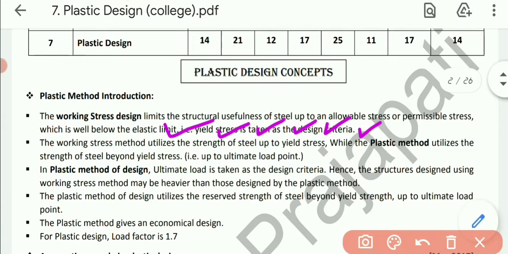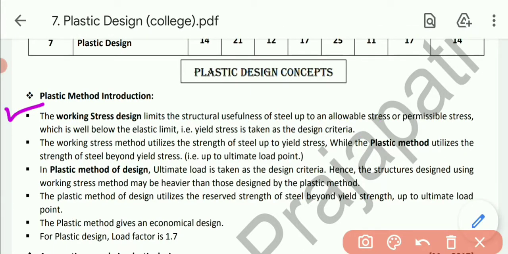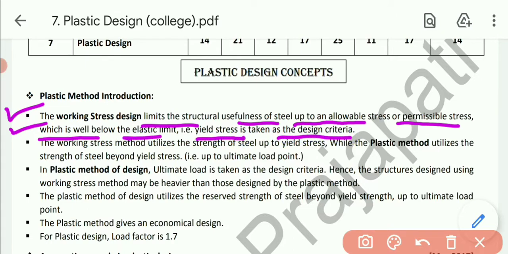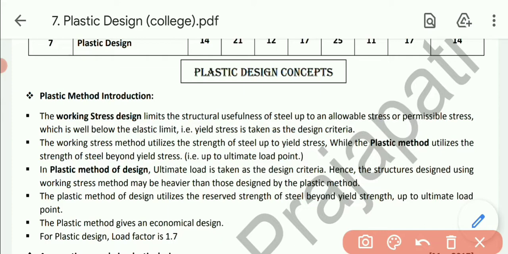So the first one is plastic method introduction. See, the working stress design limits the structural usefulness of the steel up to an allowable stress, or we can say permissible stress, which is well below the elastic limit. For example, yield stress is taken as a design criteria. So, in simple words, the working stress method uses the steel up to the allowable stress only, which is well below the elastic limit, meaning the yield stress is taken as a design criteria for the working stress method.